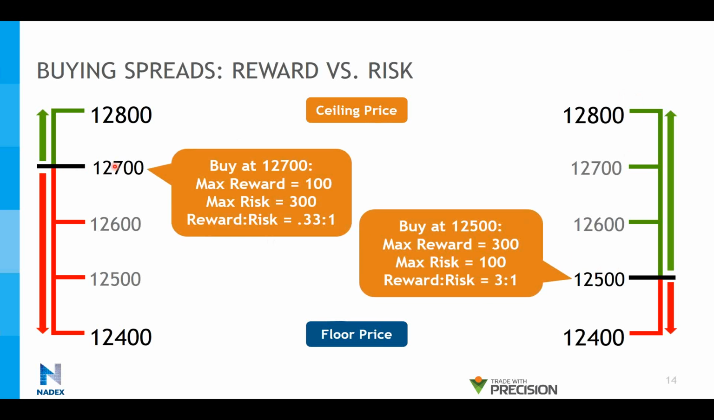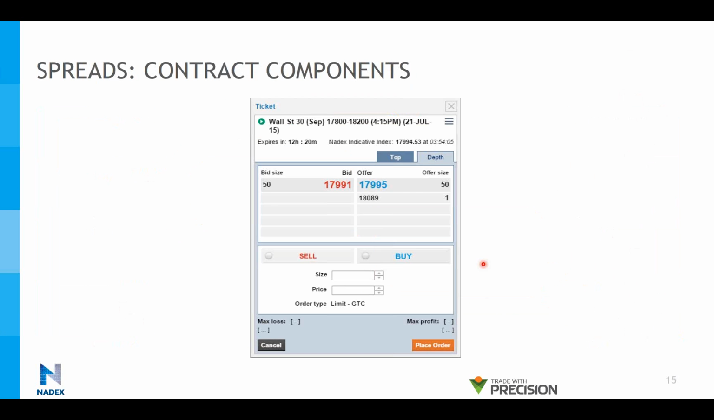If I buy this contract here at 12,700, I just have 100 more points to participate to the upside. My risk to the downside, however, is 300 points. I'm getting that same stinking reward to risk ratio of 0.33 to 1. However, if I buy very close to the floor level, my risk is just that it drops to the floor. My potential profit, my potential target, however, is that it moves all the way to the ceiling. Much better reward to risk ratio, 3 to 1, again here in that component.